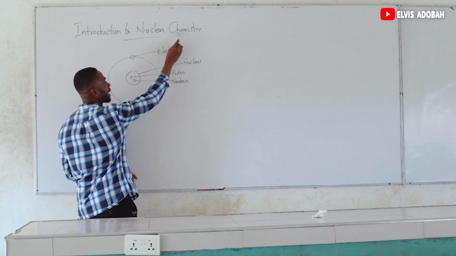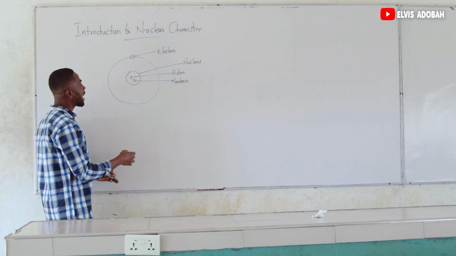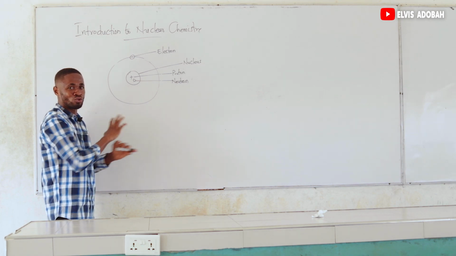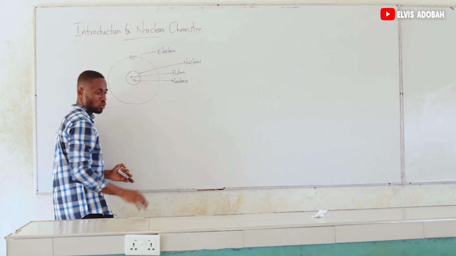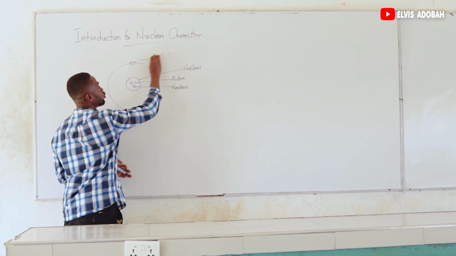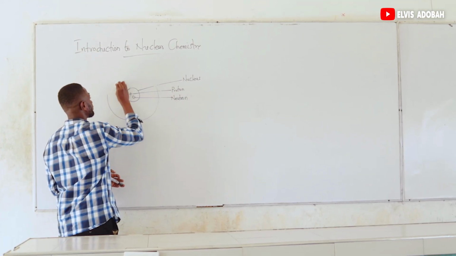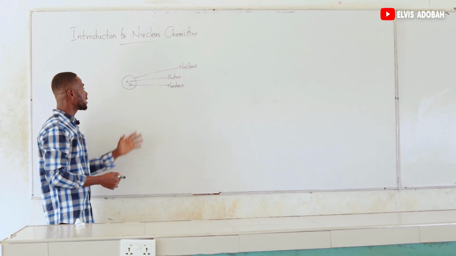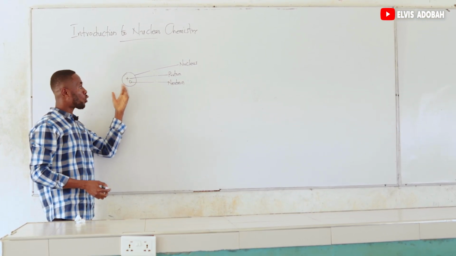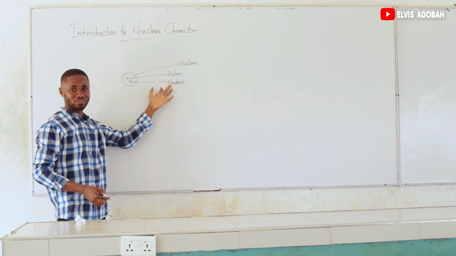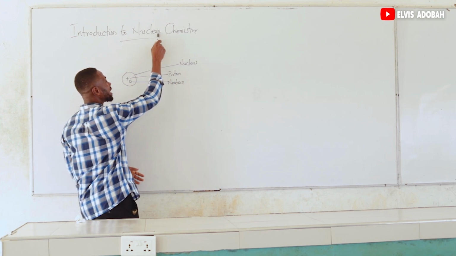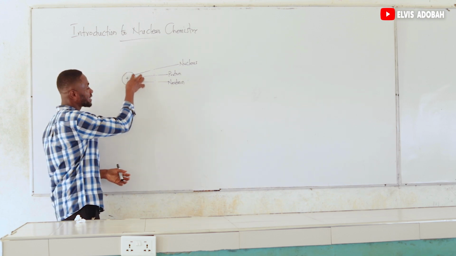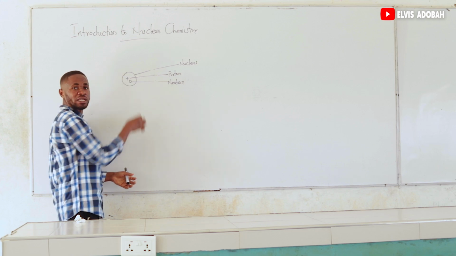When we talk about nuclear chemistry, we'll be looking not at the outermost part of the atom, not the shell containing the electrons. We are not going to talk about this part. All these parts, we are not going to consider them. We'll be considering the nucleus containing the protons and the neutrons, hence the name nuclear from the word nucleus. We'll be looking at the changes that go on in the nucleus.